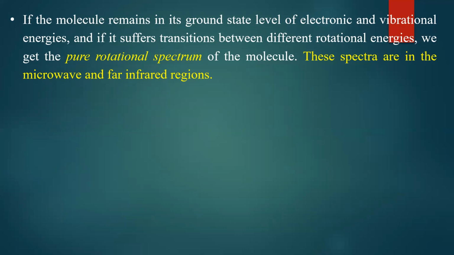Already I have told you the rotational energy of the molecule is the least. That's why there are only small changes in the energy of the molecule because of transitions between the rotational energy levels. So these rotational spectra are observed in the microwave and far infrared region. They have lower energy, lower frequency spectral lines. So rotational spectra come on the lower energy side.